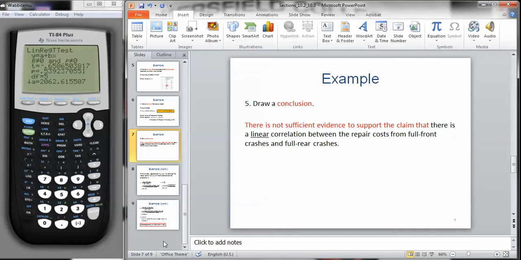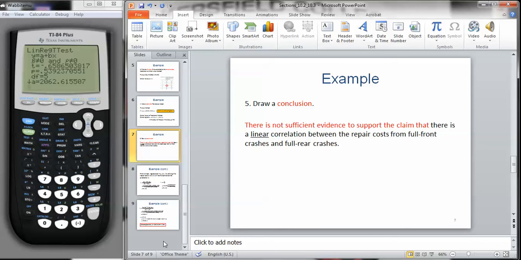All right. Then finally, draw a conclusion. So always start with the template. Here our claim is under the alternative hypothesis because it does not contain equality. And then our decision was fail to reject the null hypothesis. So you will start with the template, which is there is not sufficient evidence to support the claim. Then fill in the rest by going back to the original question.